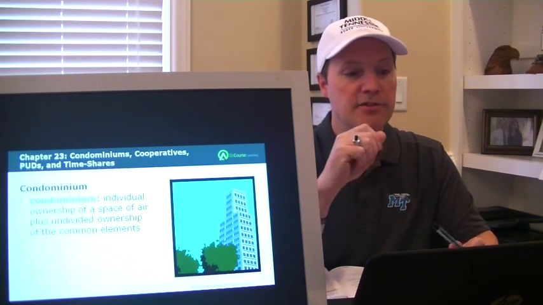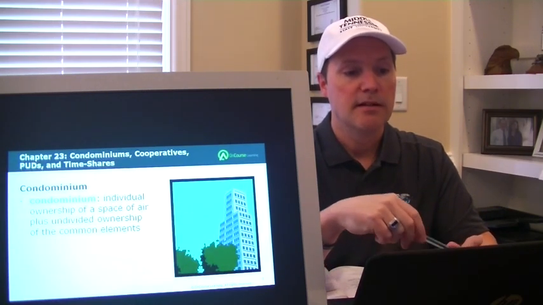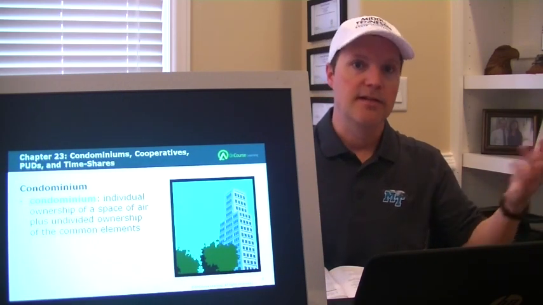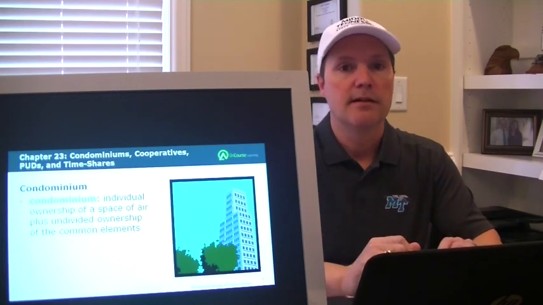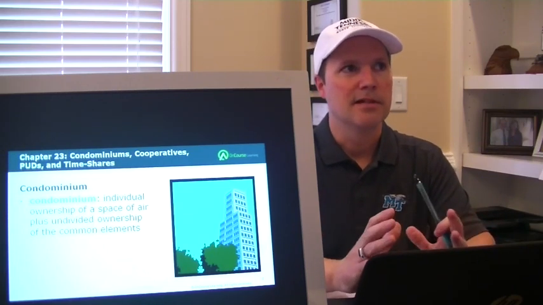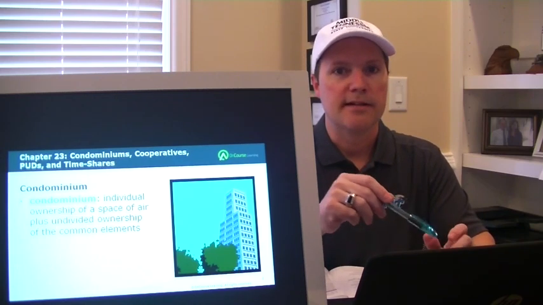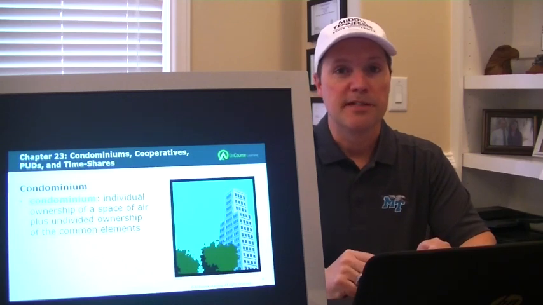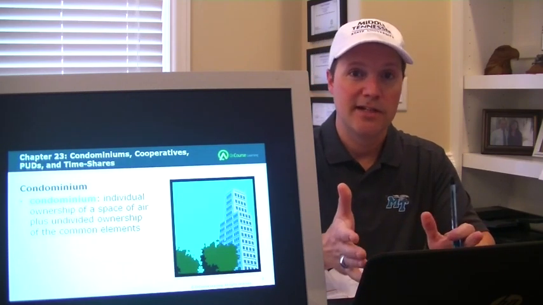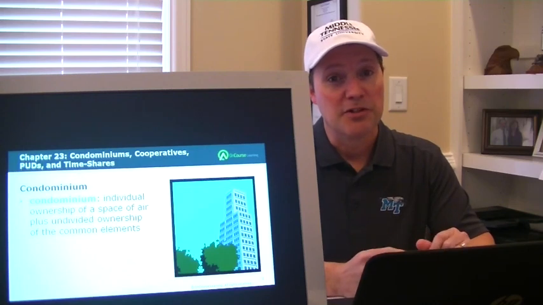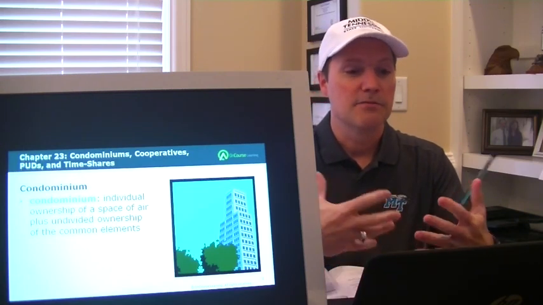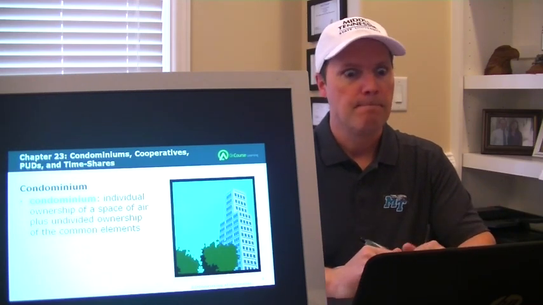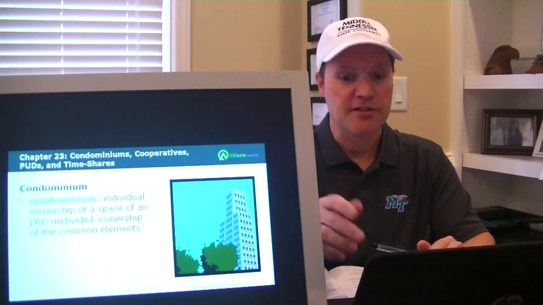Condominium. Individual ownership for a space of air plus undivided ownership of the common elements. Okay, so everybody owns the common areas outside. It's taken care of for you. But it's kind of like, if you have a grill out there and one of your neighbors is out grilling, then you have to wait for them to be done. Or you say, hey, slide over your meat, I'm going to go ahead and cook next to you. I don't think that's going to work too well. So it's a shared and respected ownership between people. So you have to share stuff.